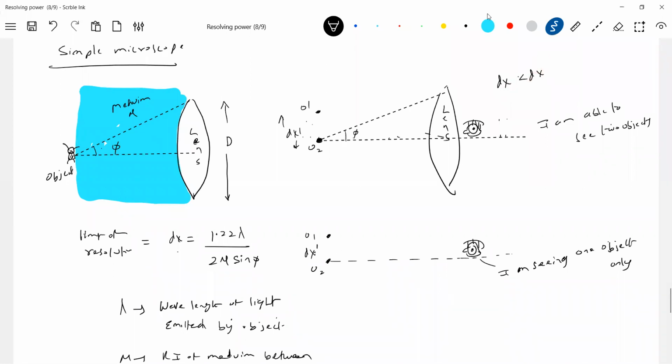Got the idea? So I think the numericals will be this much only, directly straightforward. They give the separation between the objects. Then calculate the limit of resolution. What does this limit of resolution depend upon? The wavelength of light, lambda, will be given. The mu is what? The medium between the object and the lens here.